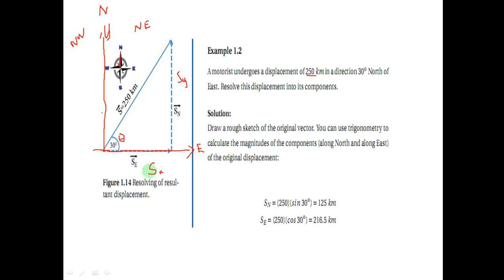So here is the southeast direction. Here is Sn, not south. Sn means displacement to the north direction, and Se is displacement to the east direction. Don't think it is south.